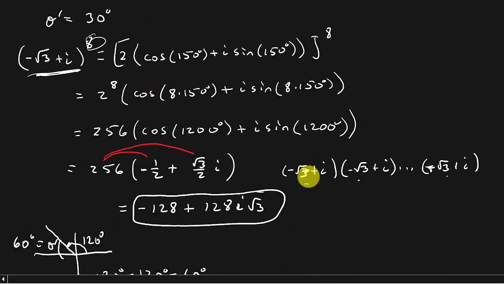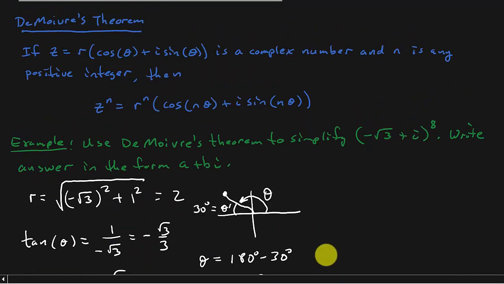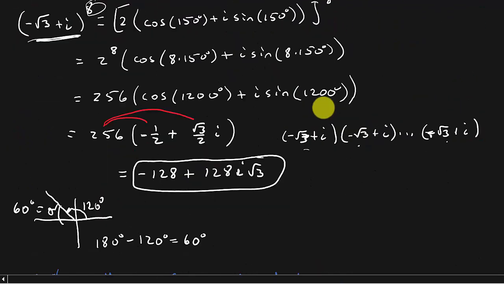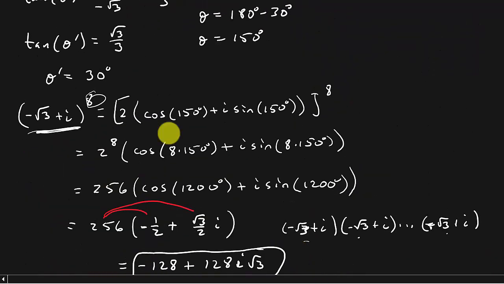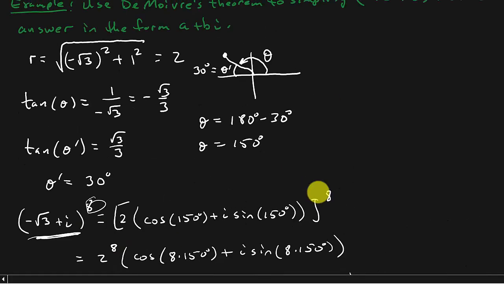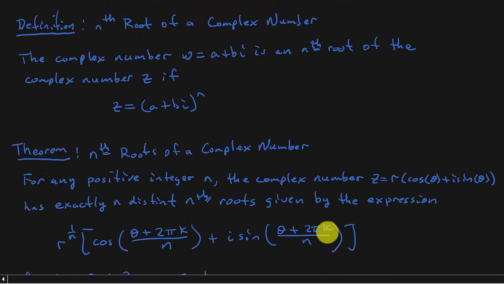All right, so that's raising a complex number to a power. That's DeMoivre's theorem. And remember, in order to use it, your complex number has to be in trigonometric form. If it's not, you have to convert it to trigonometric form like we did right here. All right, so let's look at this.